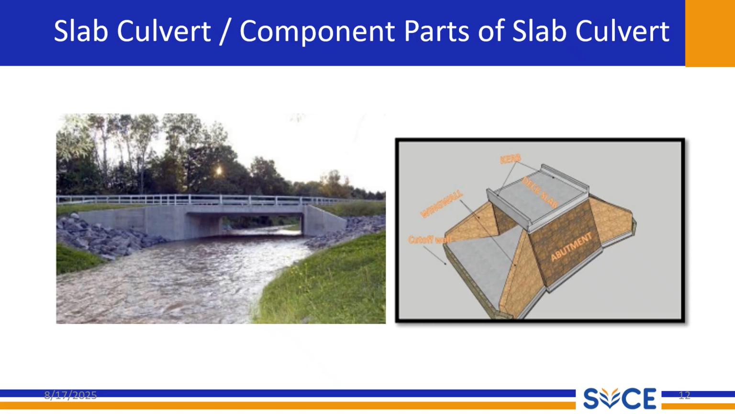So this is a picture of an RCC slab culvert. Here we can see the deck slab, the curbs, and then the abutments and the wing walls. This is a picture showing the component parts of a slab culvert. The wing walls are mainly provided to retain the soil, and the abutment acts as a support which helps in transferring the load from the deck slab to the foundation.